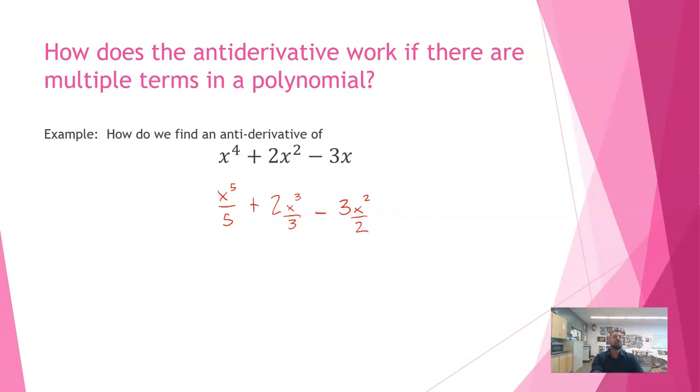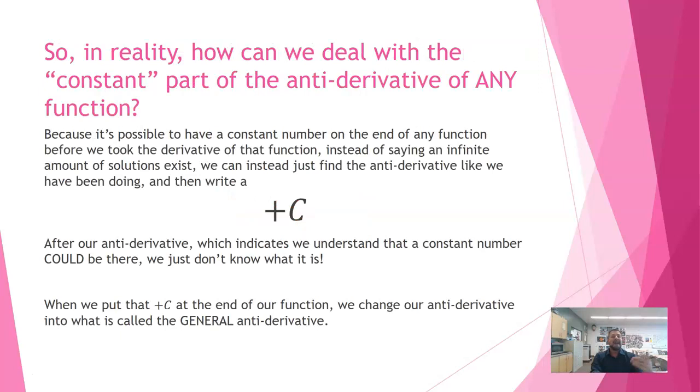I could do that, and I would be just fine saying that that is a correct answer. But if I were to ask you what is the general antiderivative, what is the overall antiderivative of this function, I don't want to have to write all of them down. And so what we do is we take this plus c and we just put it at the end of our antiderivative. And what that indicates is I know that there can be a constant number being added onto the end. I don't know what it is.